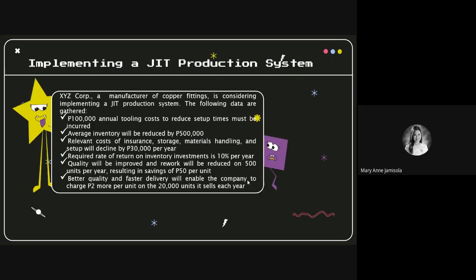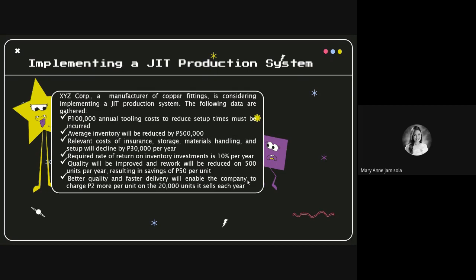Okay, so we have here an illustrative problem on the implementation of a JIT production system. Here, XYZ Corporation, a manufacturer of copper fittings, is considering implementing a JIT production system. The following data are gathered: 100,000 pesos for annual tooling costs to reduce setup times must be incurred. So if XYZ Corporation will implement a JIT production system, it has to incur this 100,000 annual tooling cost in order to reduce the setup times.